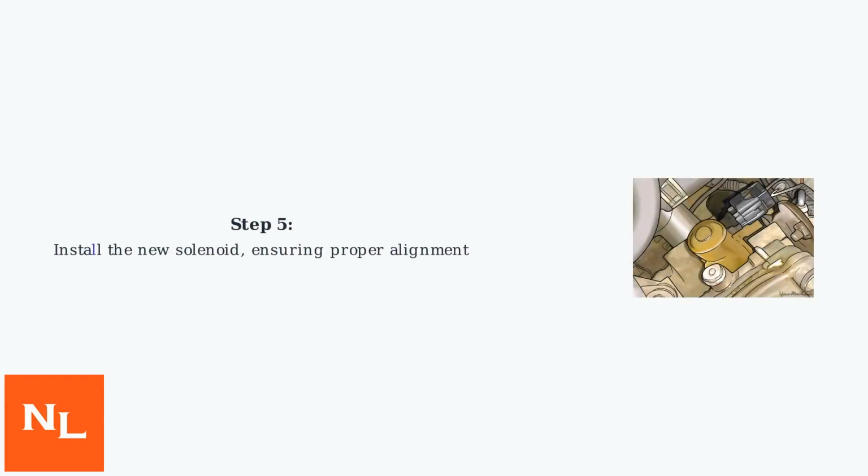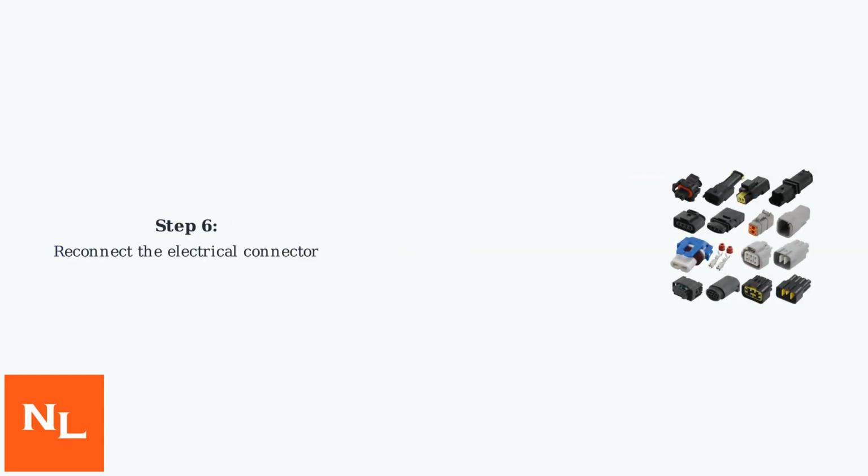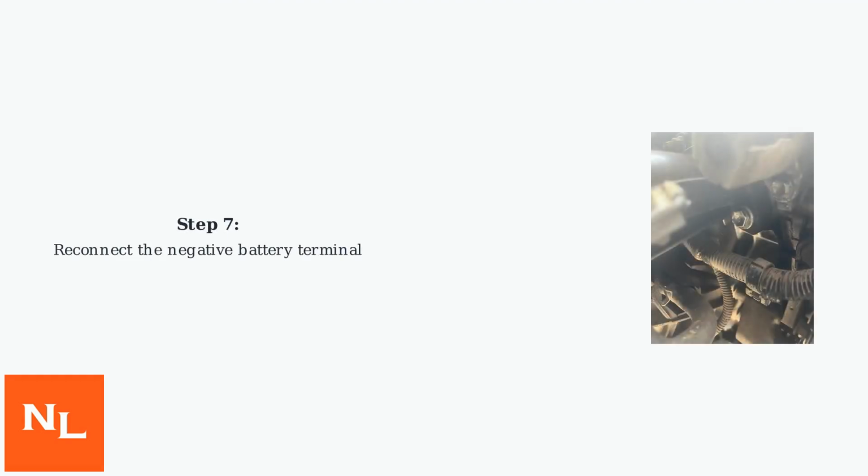Install the new solenoid, ensuring proper alignment. Secure it with the bolt or clip. Reconnect the electrical connector to the solenoid. Ensure it clicks into place securely. Reconnect the negative battery terminal to restore power to the vehicle.